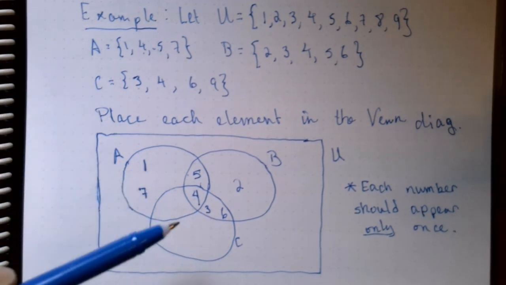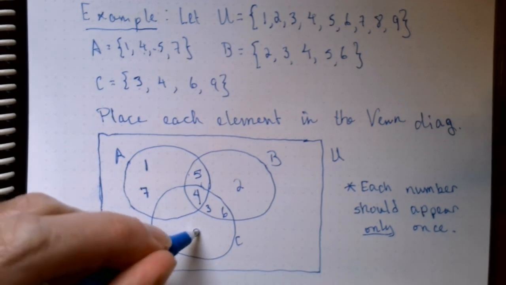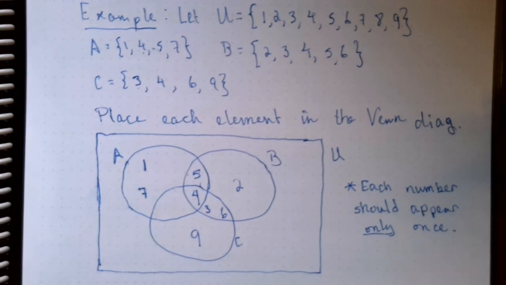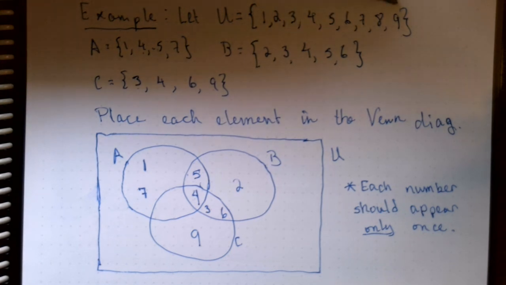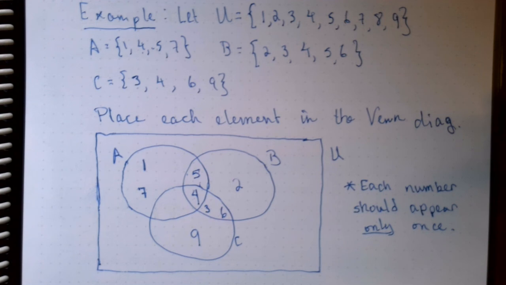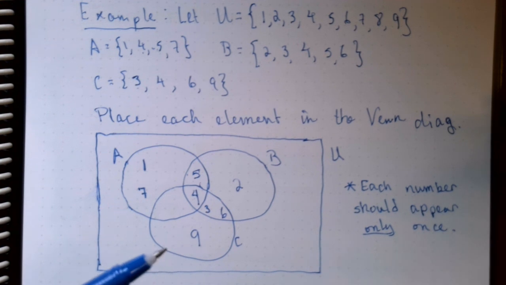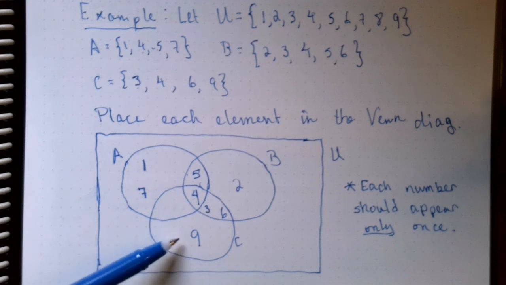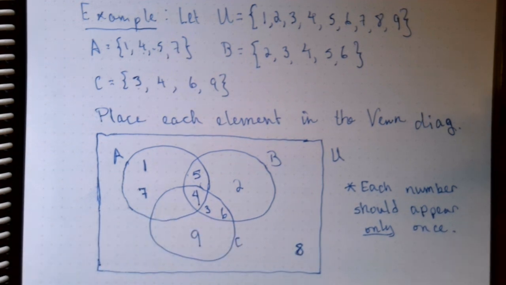All right, now the circle for C should have 3, 4, 6, and 9. We already have 3, 4, and 6 in there. The only thing left to do is put the 9 somewhere. And since C is the only set with 9, it should go over there. Now, I want you to look at this universal set. 1, 2, 3, 4, 5, 6, 7, 8, 9. Okay. 1, 2, 3, 4, 5, 6, 7, 9. I don't have the 8. The 8 wasn't an element of A, wasn't an element of B, wasn't part of C either. So that's inside the universal set, but it's outside all of those.